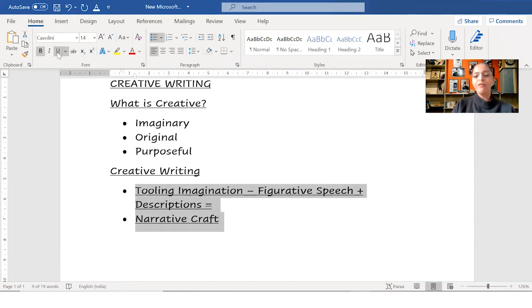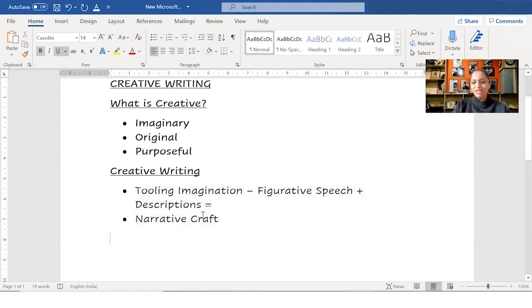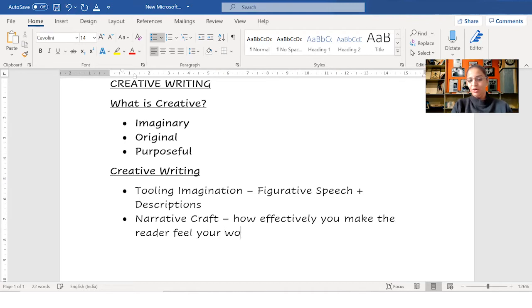Narrative craft is how well you are able to tell or share your imagination with other people, right? What figurative speech and descriptions are, I will tell you later. But first you need to understand that whatever you are imagining, you have to tell it to your reader. And he should be able to imagine it the same way that you are imagining, if not exactly, then at least 90 to 95% of it. That is what you call narrative craft. Narrative craft is how effectively you make the reader feel your words.